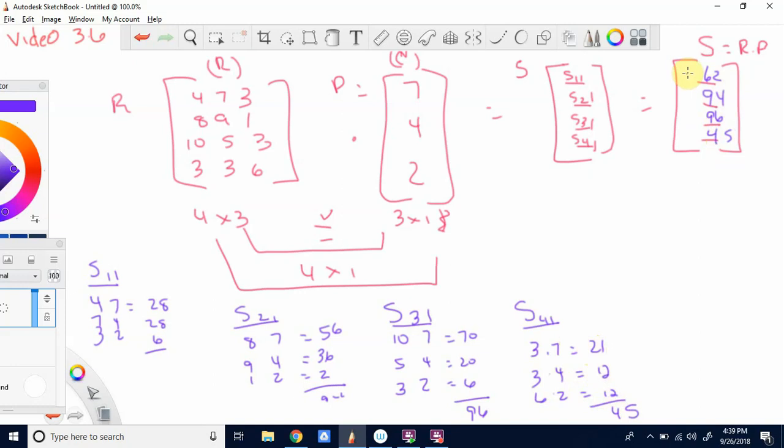So Central High School got 62 points, Franklin 94, Hayes got 96, and Lincoln got 45. And the winner of the meet was Hayes High School with 96 points. All right, so pause it and do guided practice 3.